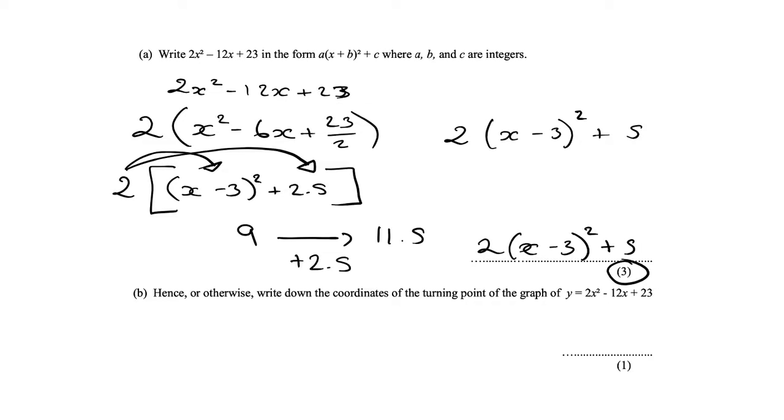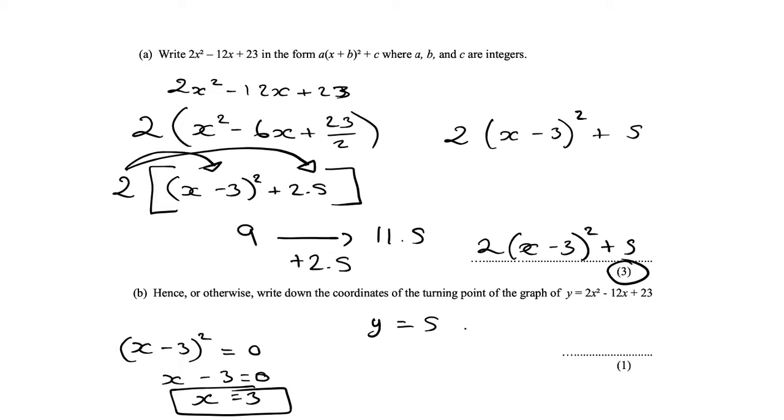Now it says work out the coordinates. And that's what we are going to do now. So again, our y coordinate is going to stay the same. So our y coordinate is going to be 5. Now (x minus 3) all squared is equal to 0. x minus 3 is equal to 0, and x is equal to 3. So our x coordinate is 3. Y coordinate is 5. So our coordinates are (3, 5) for 1 mark.